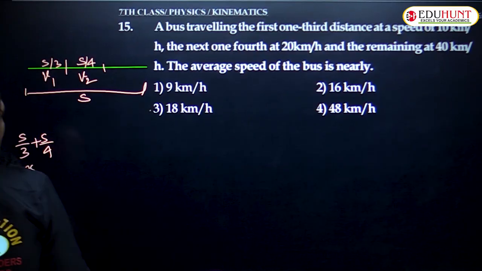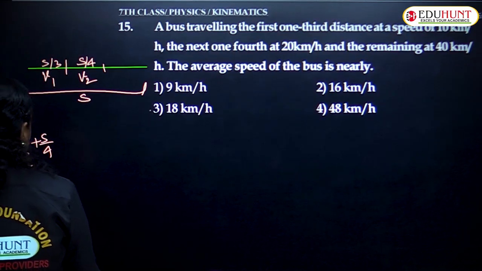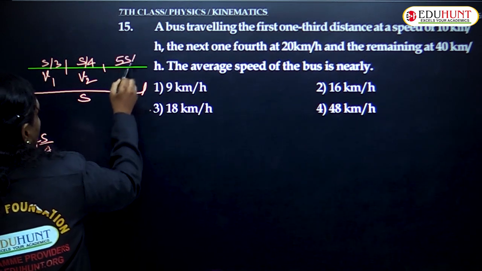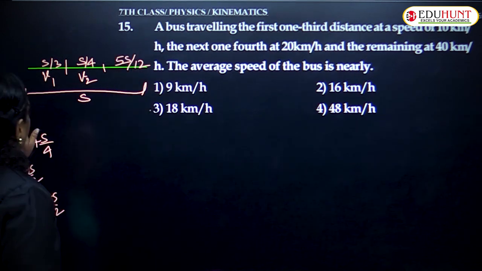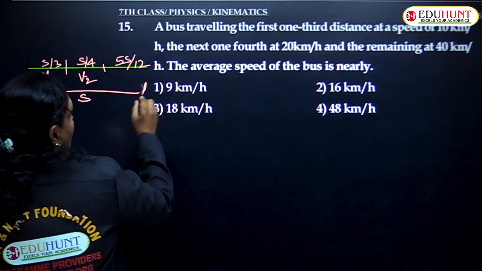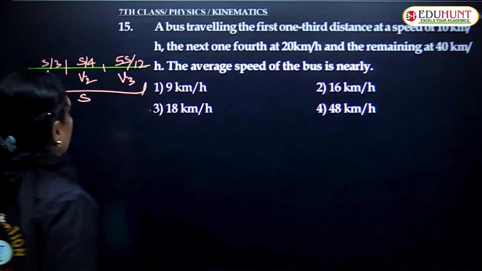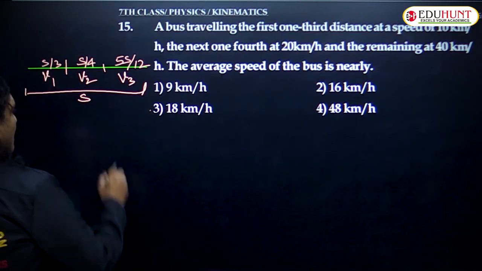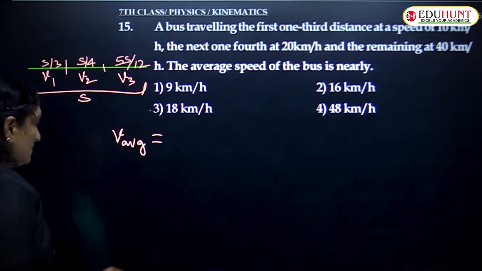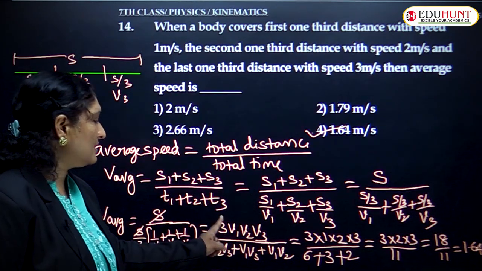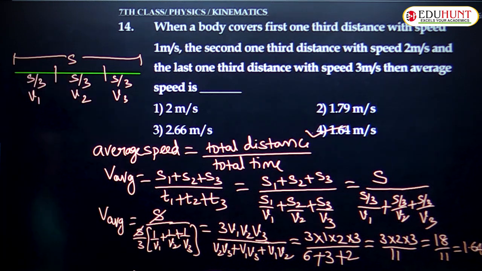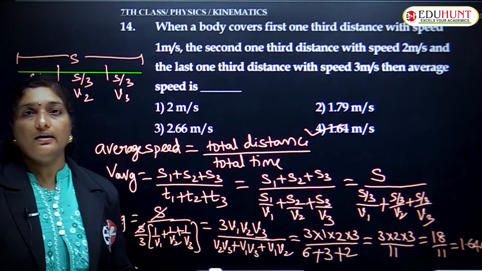Yes, S minus 7S by 12. How much is that? S minus 7S by 12. So this will be something around 5S by 12. So 5S by 12 is covered with some other speed given as 40 km per hour. Let it be indicated with V3. So it asks you to find out the average speed. Already I told you that for the average speed, just now we have discussed 3 different speeds. If it covers three parts, the formula would be 3 V1 V2 V3 by V1 V2 plus V2 V3 plus V3 V1. Okay. So children, moving to the next question.